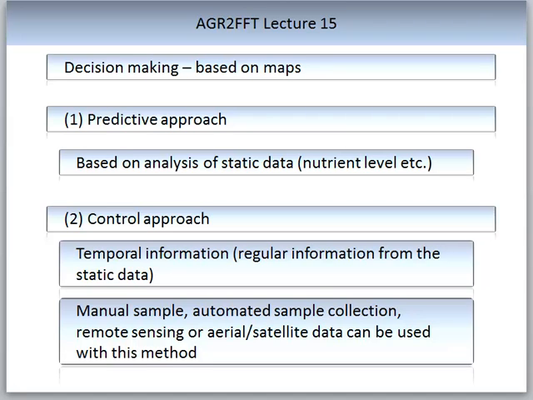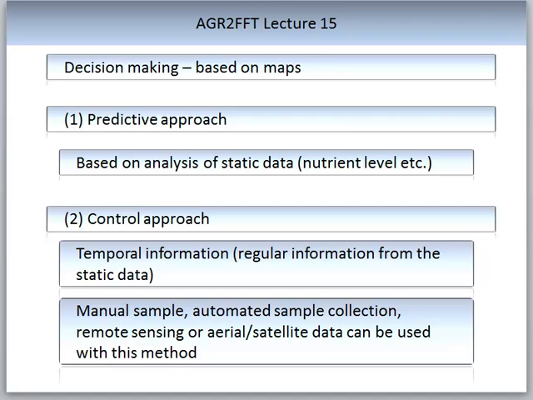The second method is called the control approach, and this is perhaps the most commonly used approach. Data is regularly updated to give temporal information. As the information is updated, management decisions can be adjusted if necessary. This is what we call a real-time approach to decision making.